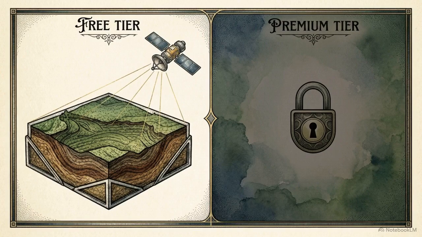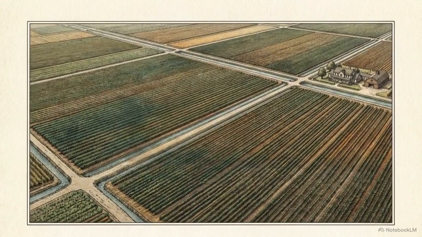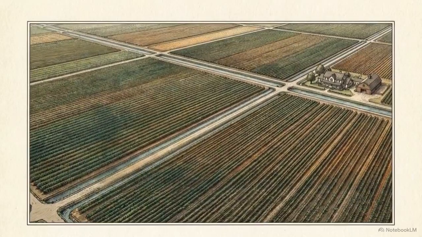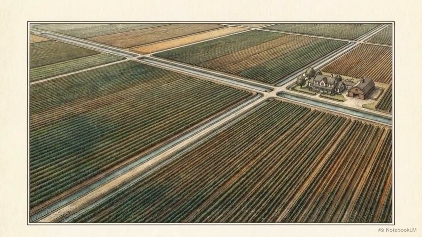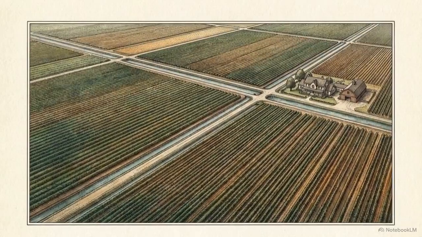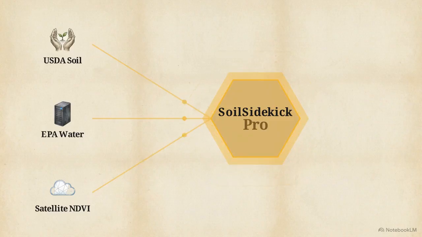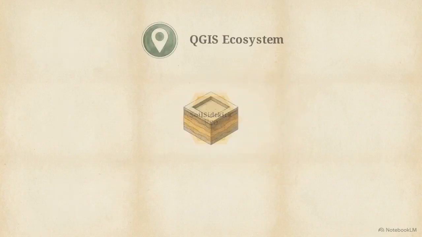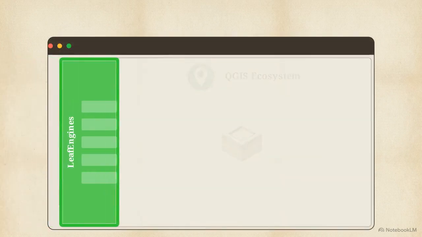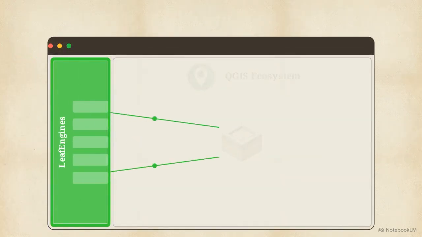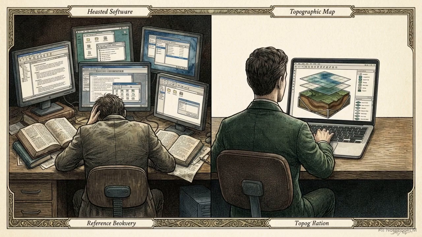The platform utilizes a freemium model. The free tier gives local extension services immediate, zero-cost access to basic satellite imagery and initial AI query capabilities. Large-scale operations requiring premium environmental data layers, continuous API access, and advanced carbon credit modeling drive the commercial conversion pathway. This enterprise usage feeds directly into the paid subscription tier of the broader SoilSidekick Pro ecosystem. By positioning itself inside QGIS, LeafEngines integrates seamlessly into the exact software that government agricultural agencies already mandate, bypassing the friction of introducing a completely new platform.